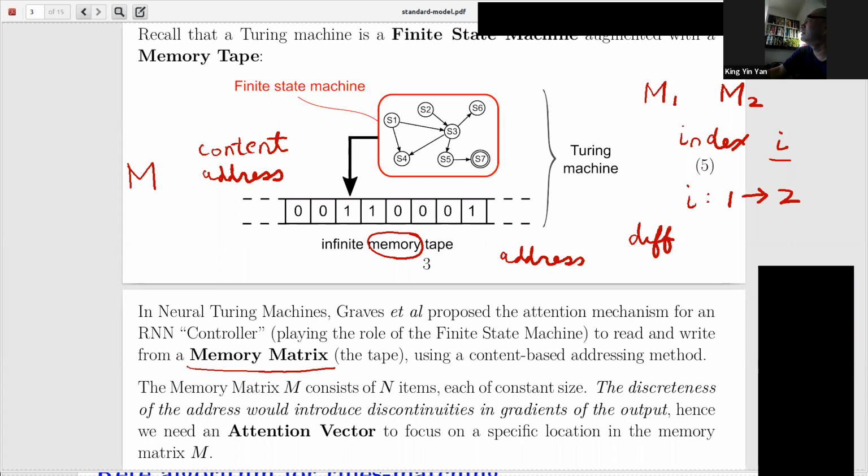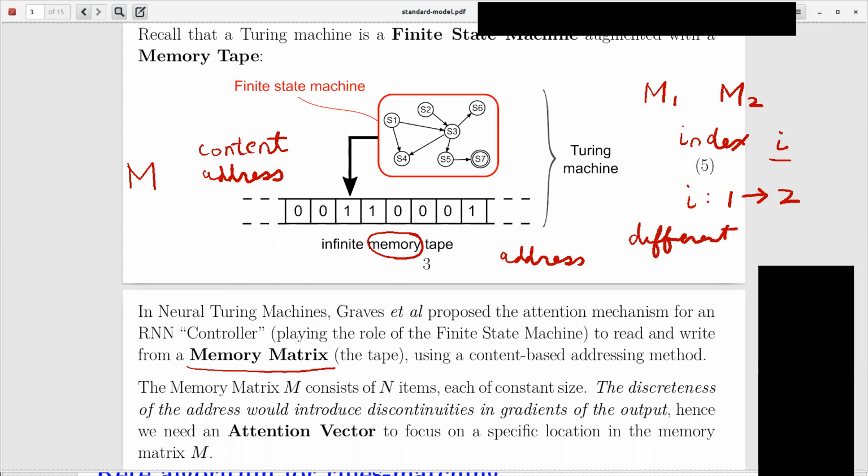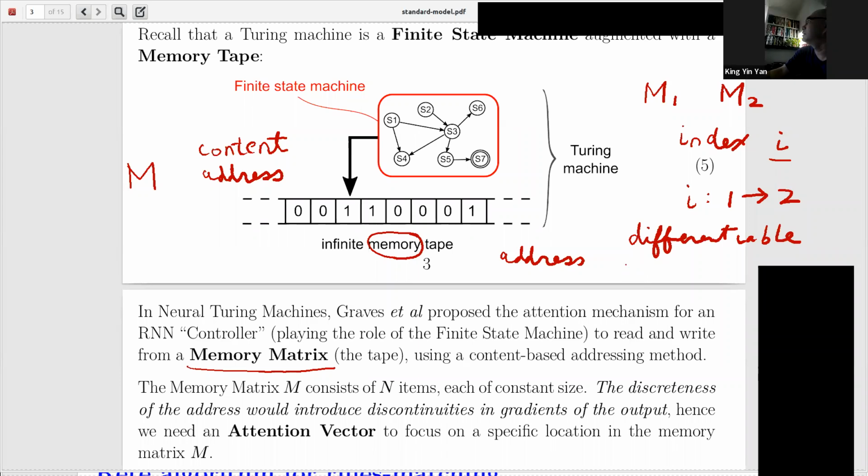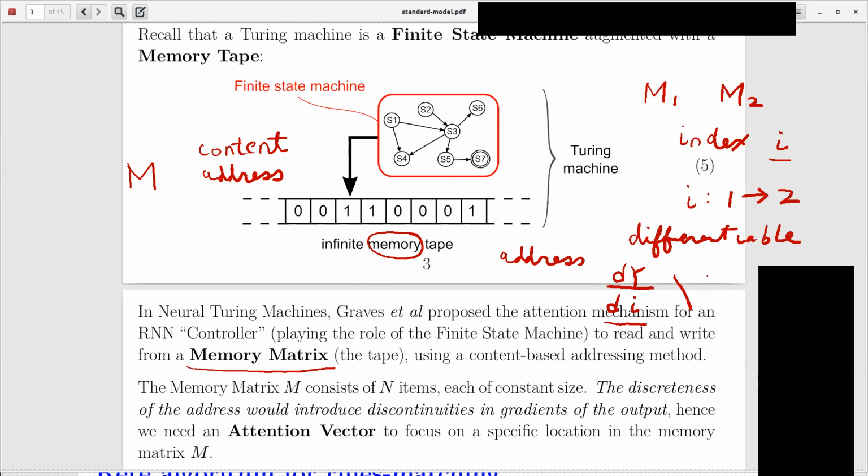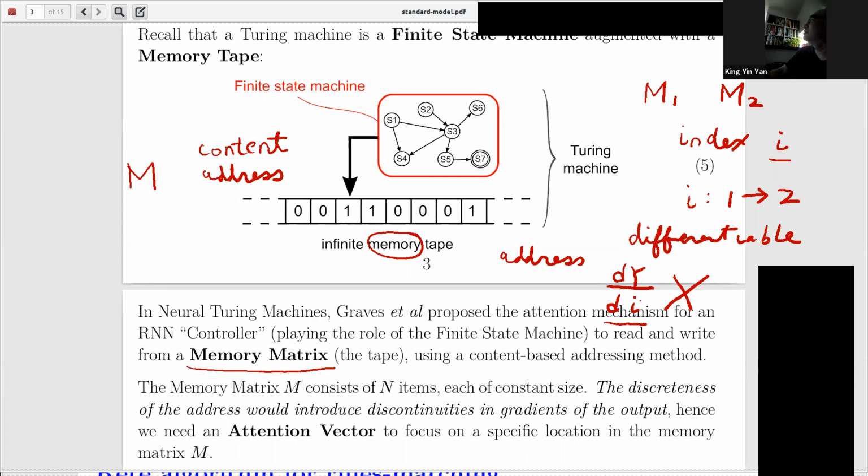Right? You understand this? Sorry, can you repeat here? Why, if I change it from 1 to 2, is it not differentiable? Yeah. Because you cannot say dy over di, it is not possible, because i is just an integer. Oh, right. Okay. This is not possible. Okay. Right. Okay, yes.